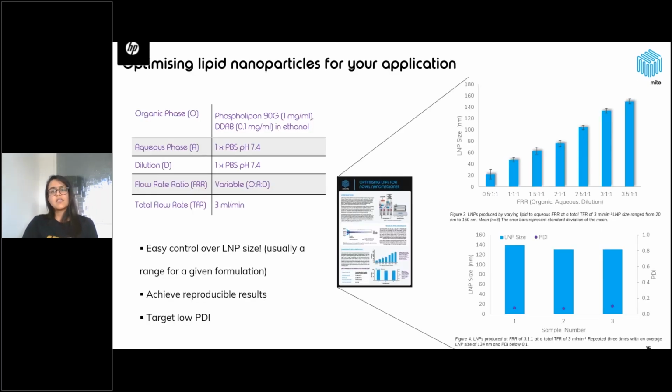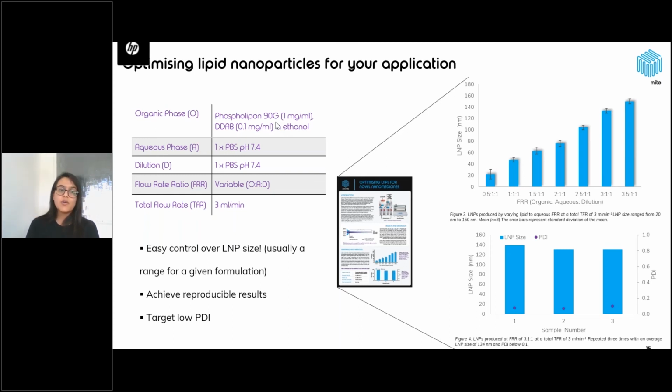So one of the things that I did as part of using this system is run a very simple formulation. I used a 2-lipid formulation, which you can see here, which formed the organic phase. We've got Phospholipon 90G, which is derived from soy lecithin, and DDAB, a cationic lipid as well. The combination of these two is a very basic, simple formulation in order to show you how effective the system can be for your particular application.